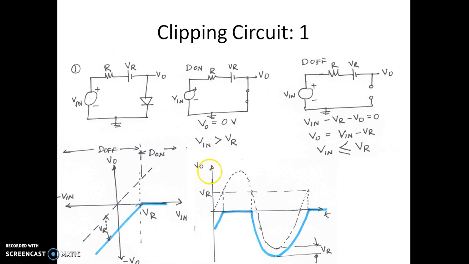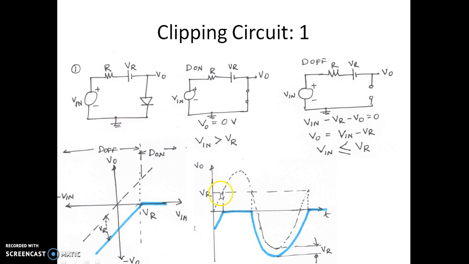So now we have drawn this dotted line, the input sine wave having sufficient amplitude. We have also marked this line indicating the reference voltage VR, which is there in the circuit. Now we know that if the input voltage is more than VR, the output voltage is 0. As you can see here, the output voltage is 0.